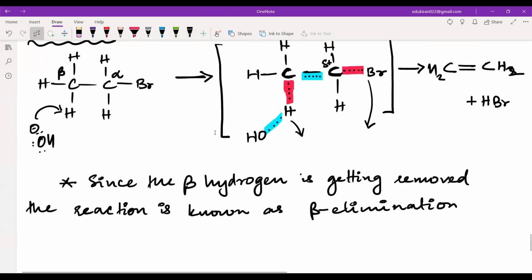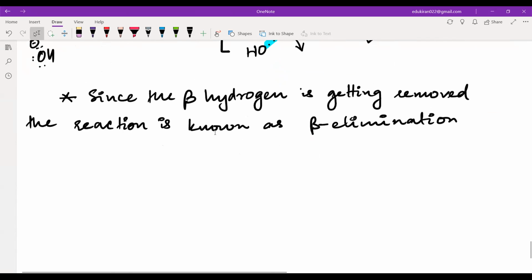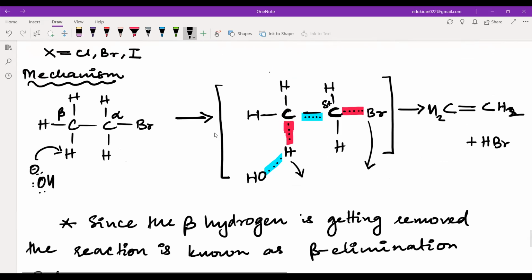Next, the rate of reaction. Rate of beta elimination: first of all, there are two things. This bond here, the C-X bond, if it is weaker, that means it can easily break, and if it can easily break, the reaction will be faster.